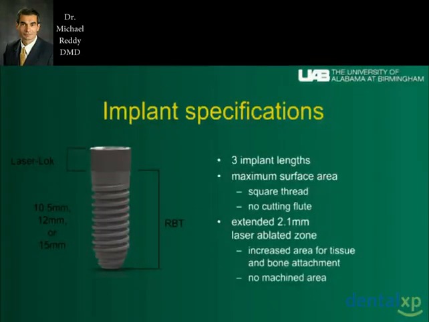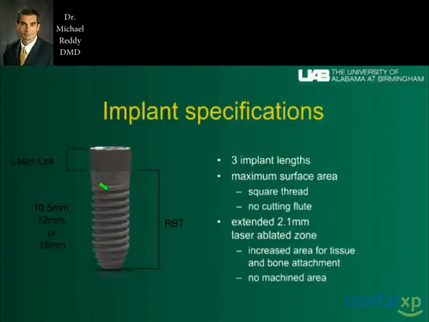So here are the implant specifications. It comes in 10.5, 12, and 15mm lengths. Now this is important, because the 10.5 is very useful, because we're limited with the one-piece implant to 12, 15, and 18, but having the shorter one allows more flexibility. The top of the implant is laser locked, so it has its laser ablations, and that zone is about 2.1 millimeters, so that we can place it either a little above the bone or a little below. It really doesn't matter in that regard.